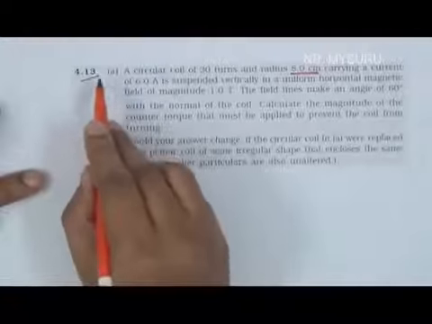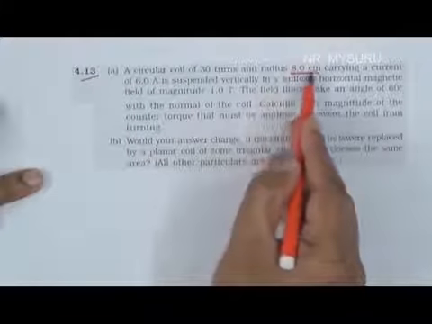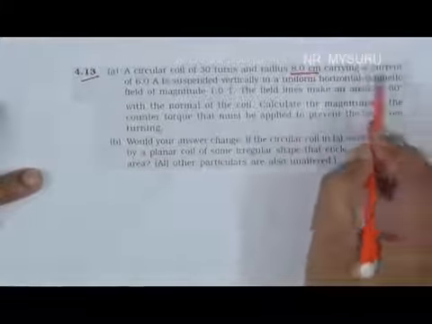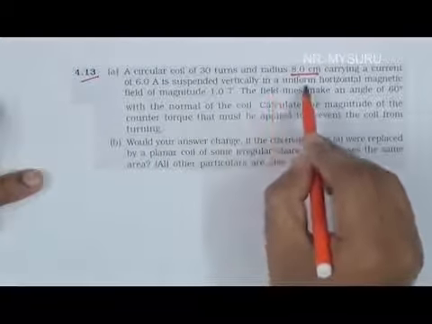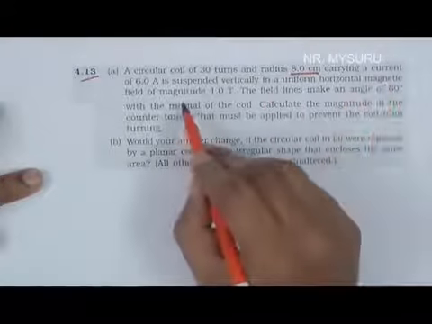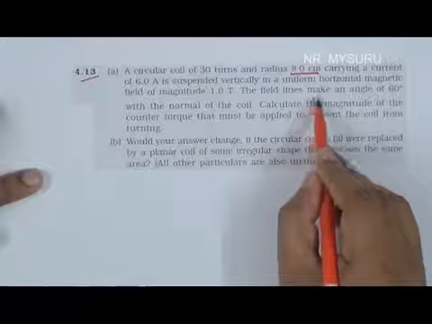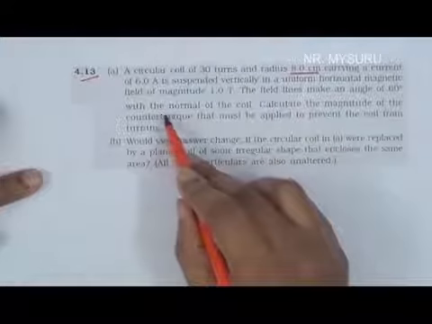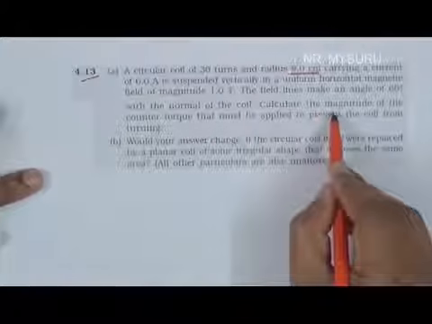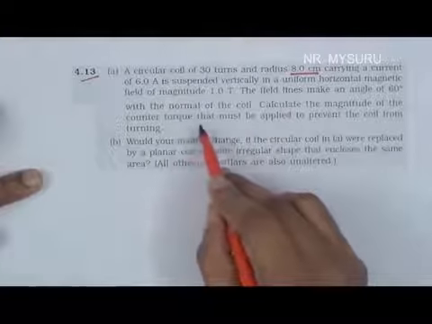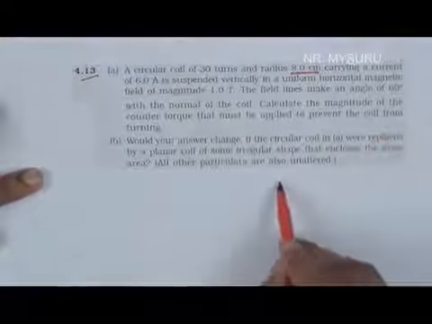13th problem. A circular coil of 30 turns and radius 8 cm carrying a current of 6 ampere is suspended vertically in a uniform horizontal magnetic field of magnitude 1 Tesla. The field lines make an angle of 60 degrees with respect to the normal of the coil. Calculate the magnitude of the counter torque that must be applied to prevent the coil from turning.